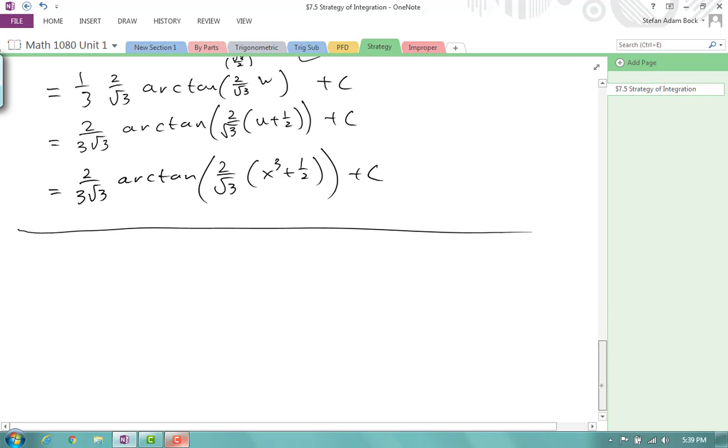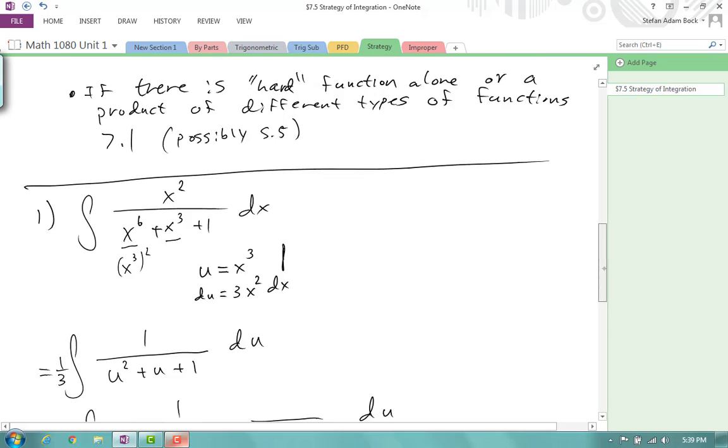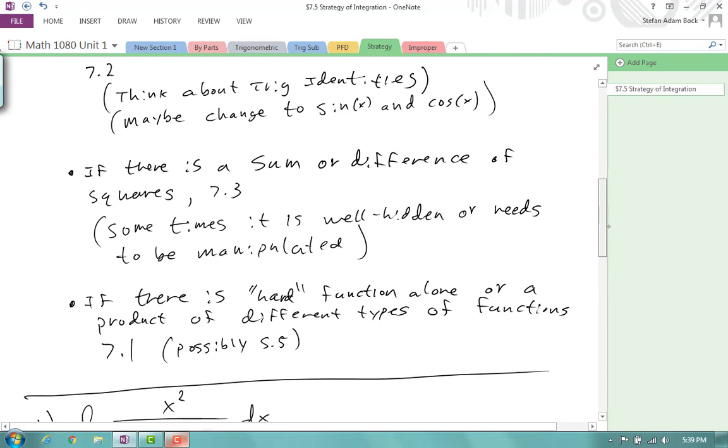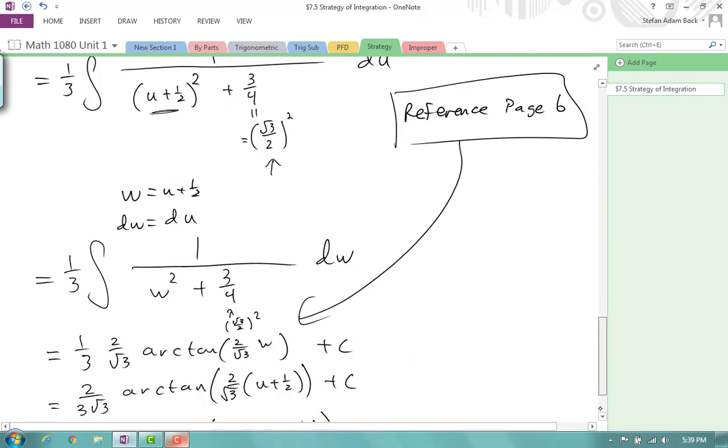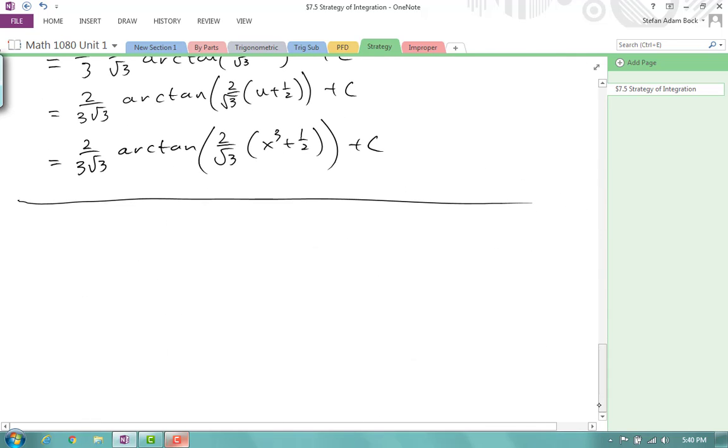So let me add something to the 7.3 note here. Sometimes it is well hidden. So sometimes I want to look for square roots. And the reason I say that is this very next problem. I chose it specifically for this.